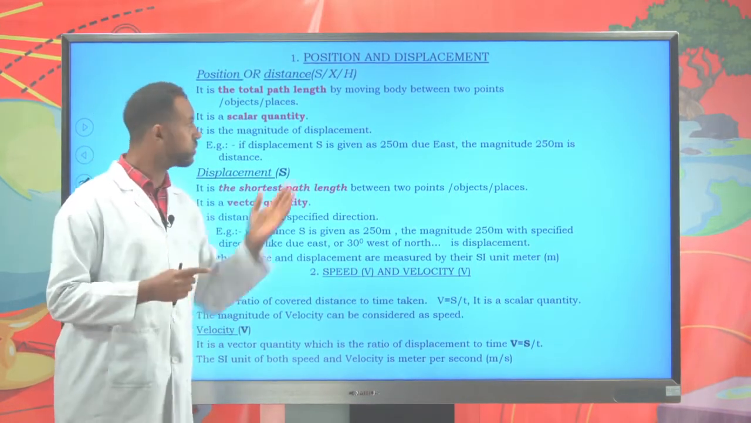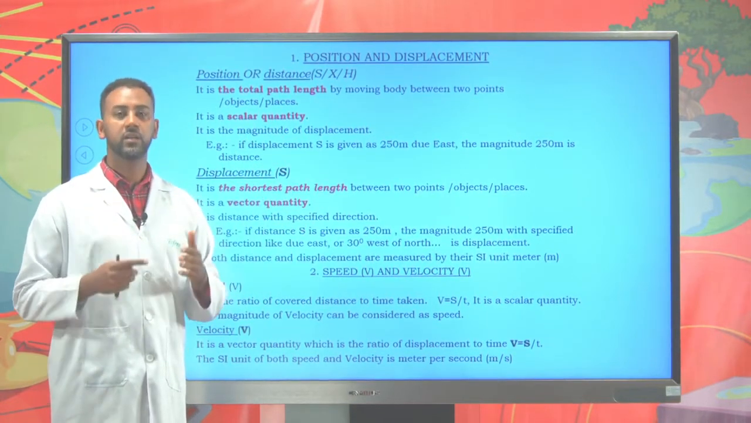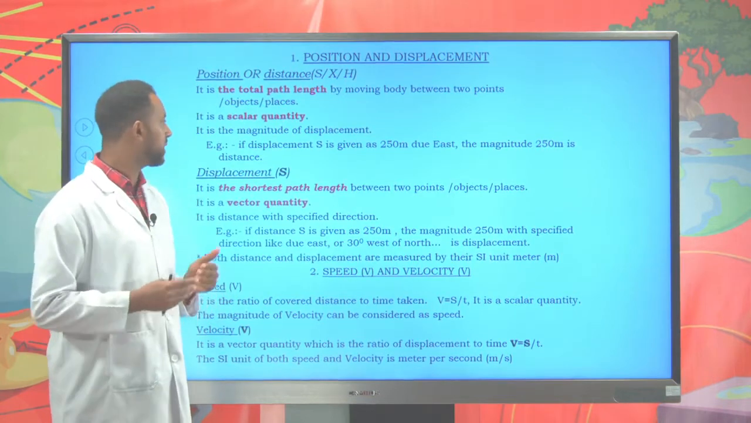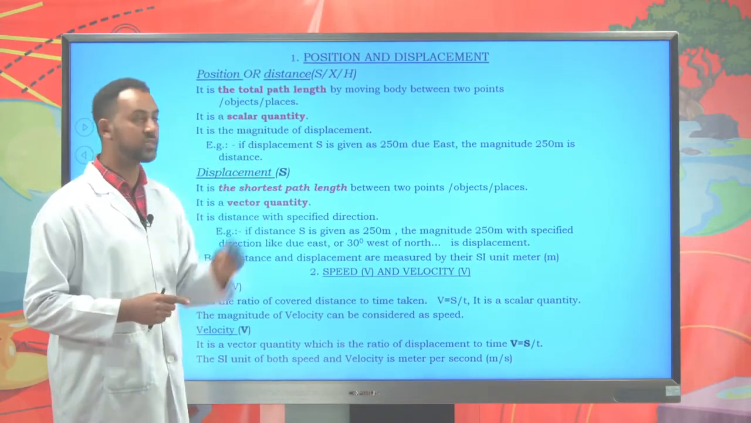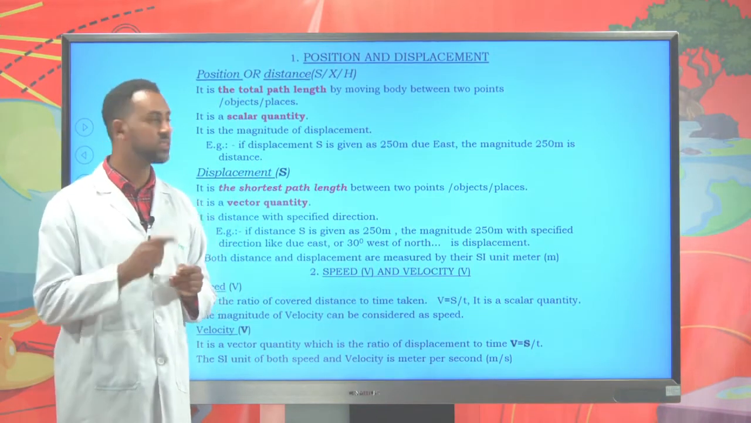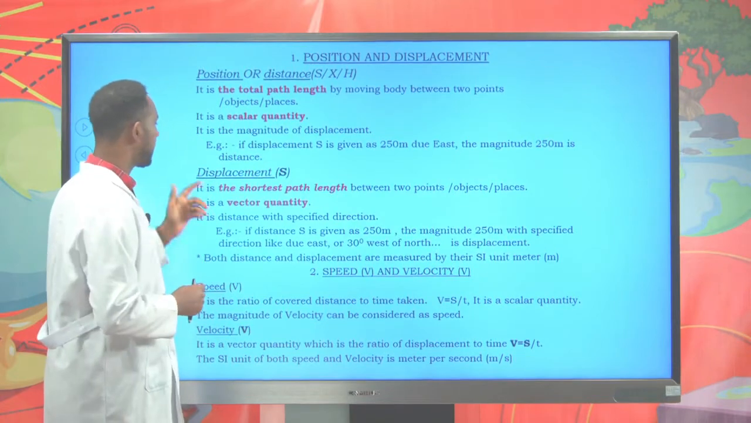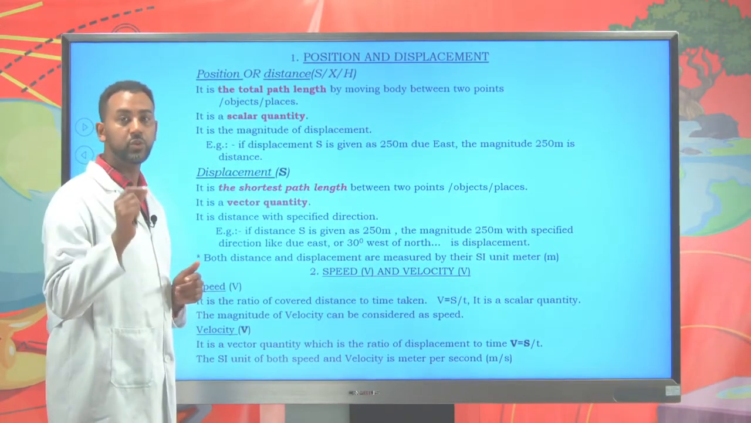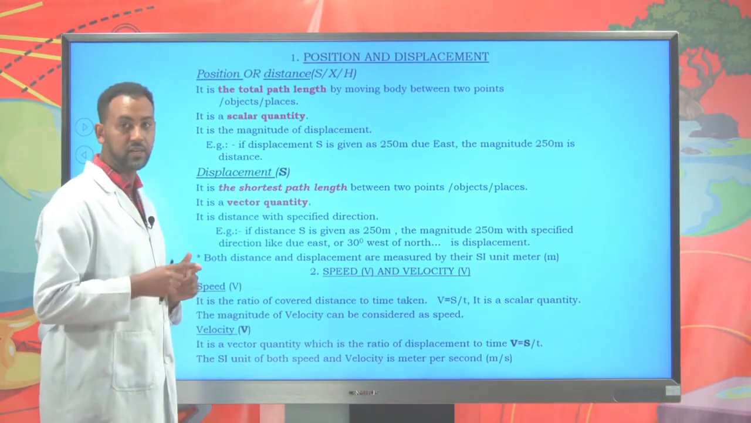Both distance and displacement are lengths, but their difference is that distance measures the total path length between two points. It is a scalar quantity. Whereas displacement measures the shortest path length between the two points, and it's a vector quantity.